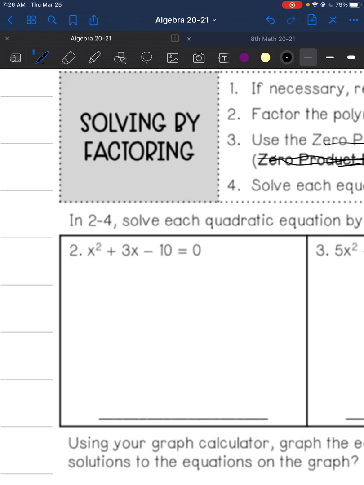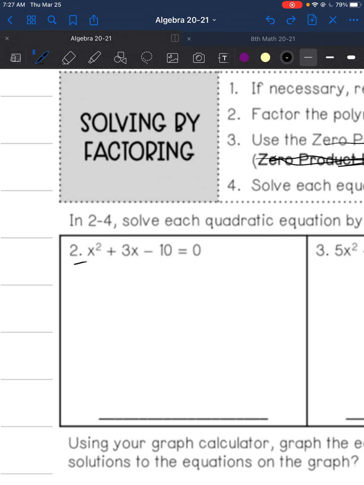Remember when we talk about factoring, our first step is to see what our a is. Is it a 1 or is it a number other than 1? Because that gives us two different steps. We also look for a greatest common factor. There's not one, so I'm going to go ahead and factor it. Notice it's in standard form and equal to 0.